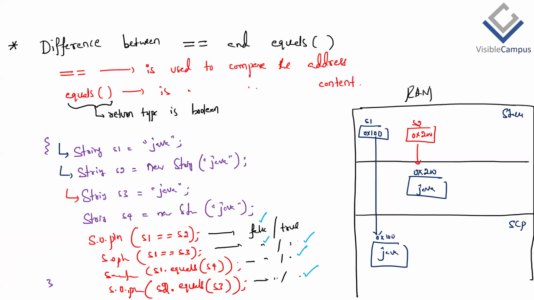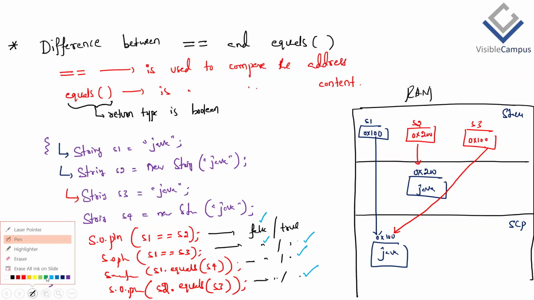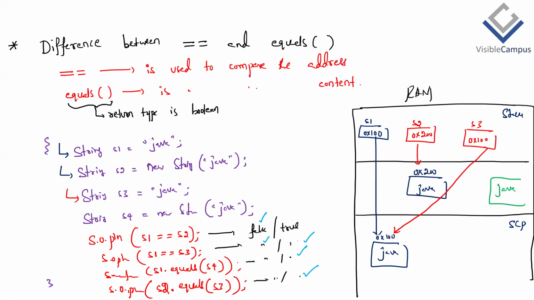What about line number 3? An object will not be created. Yes, but the address will be reused for the s3 variable, like 0x100 only. This will be pointing to this location. The next, what about s4? It is again a different object, created because the new keyword is there. A different address 300. Then s4 will have 0x300 as the value. Correct? That's the 4-line execution.